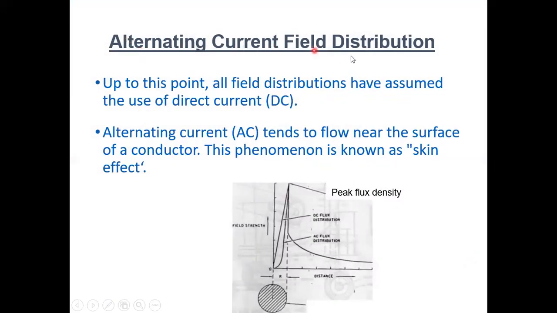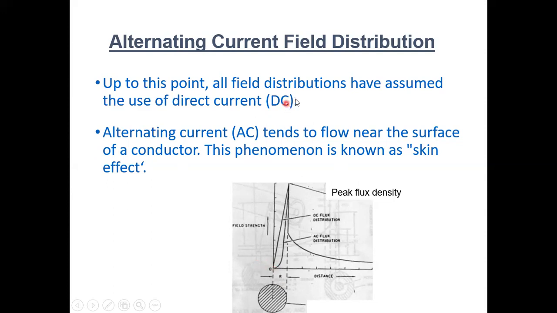Now here is the alternating current field distribution. See here, this is the alternating current curve and this is the direct current curve. If we are giving AC current, then what will be the effect on the magnetic field on the OD and outside? Similarly, we are going to study what the effect will be if we are giving DC.